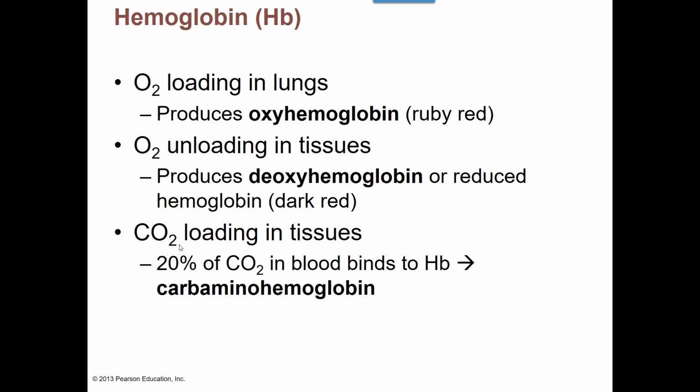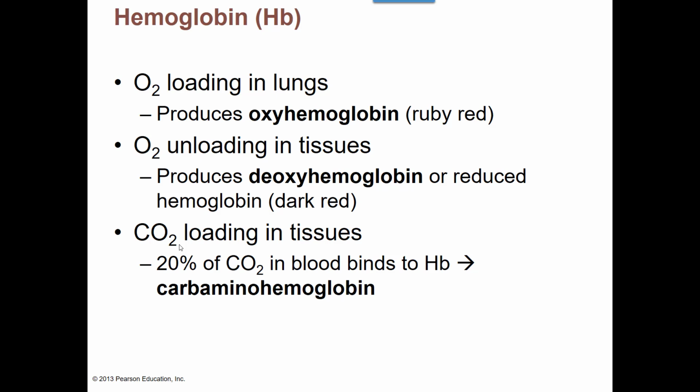When it unloads the oxygen in the tissues, drops off oxygen where we need it, it produces something known as deoxyhemoglobin, or a reduced hemoglobin. We've lost some of the oxygen, it's not carrying as much, and it produces that dark red color. Now, it can also pick up and transport carbon dioxide. About 20% of all the carbon dioxide in our blood binds to hemoglobin.